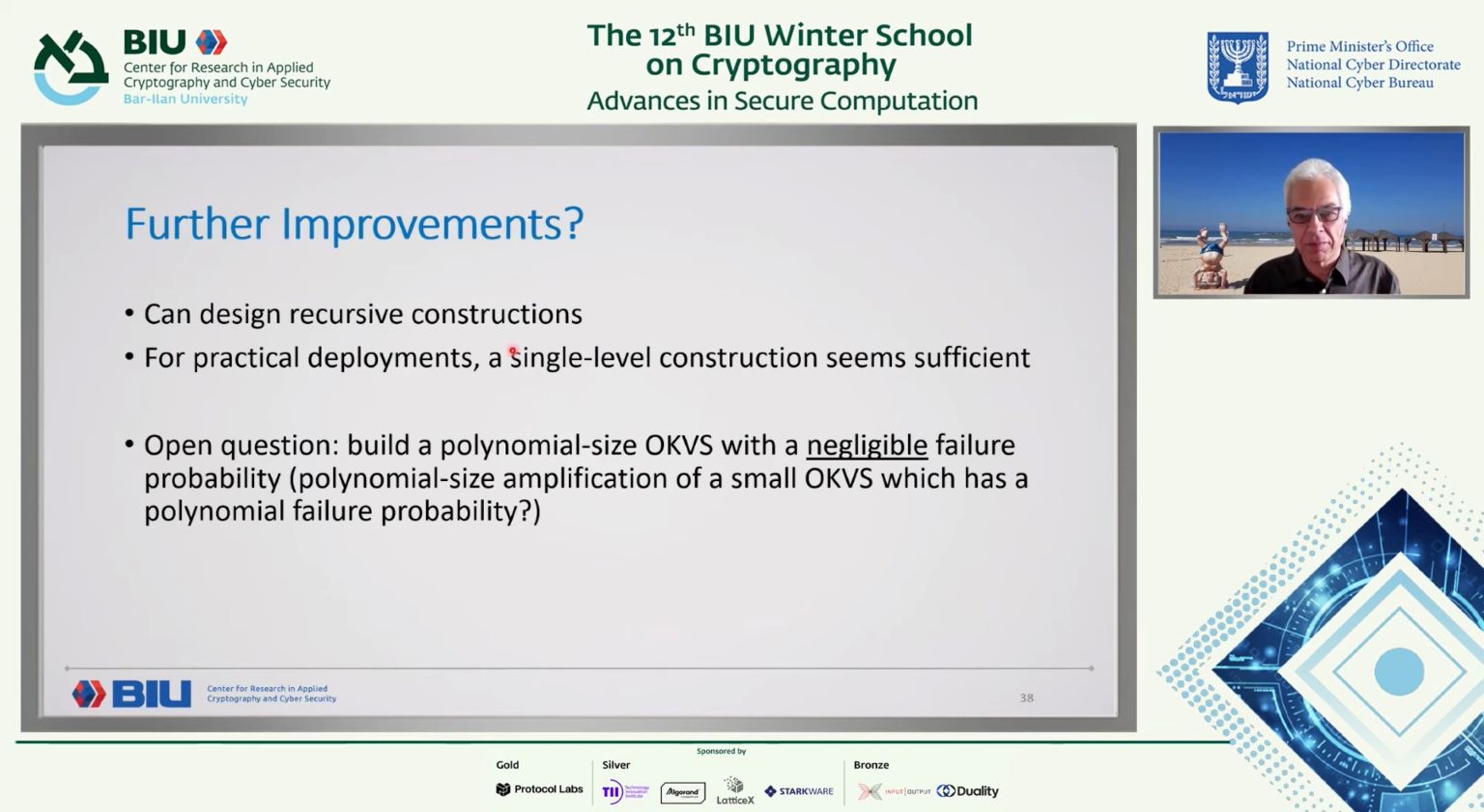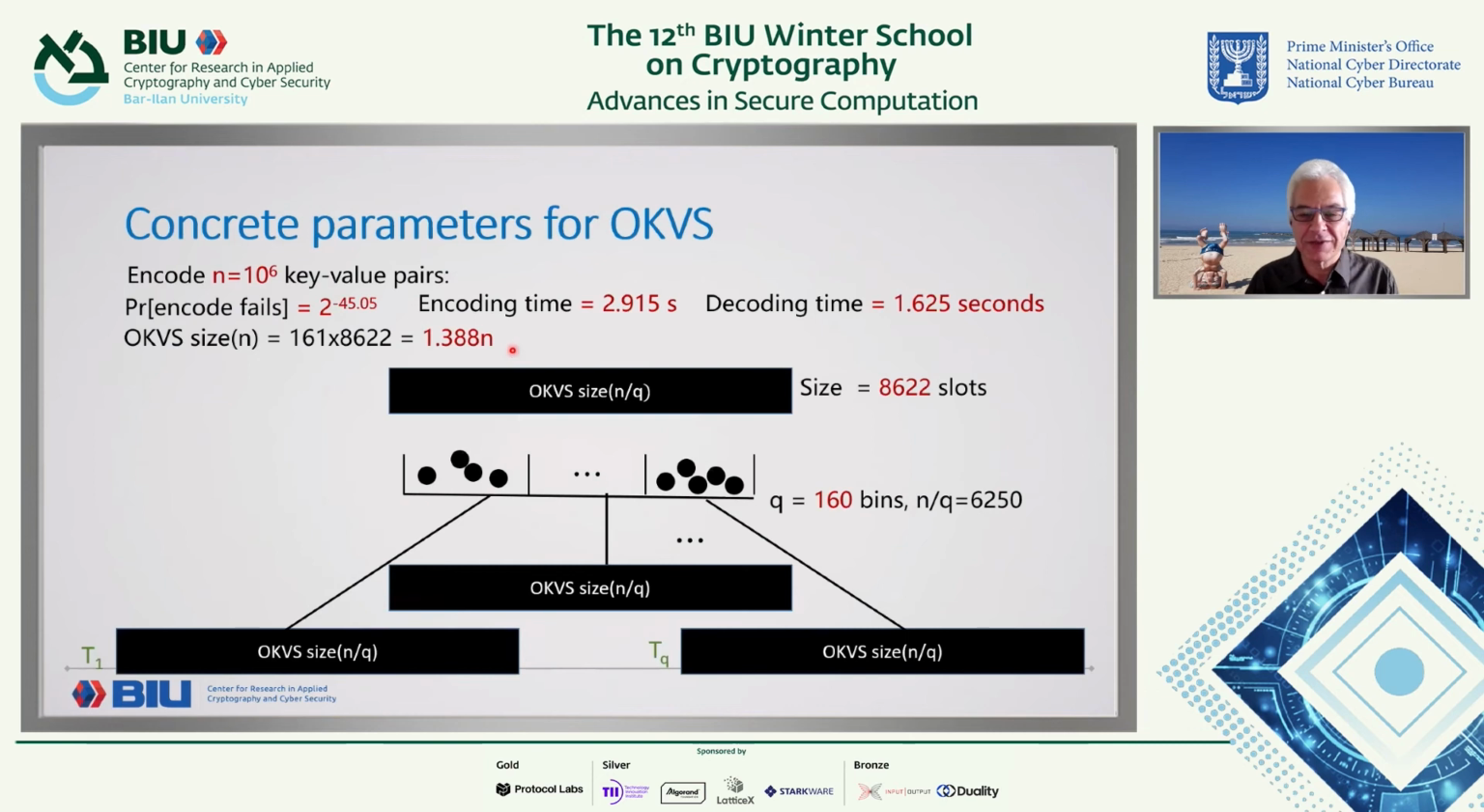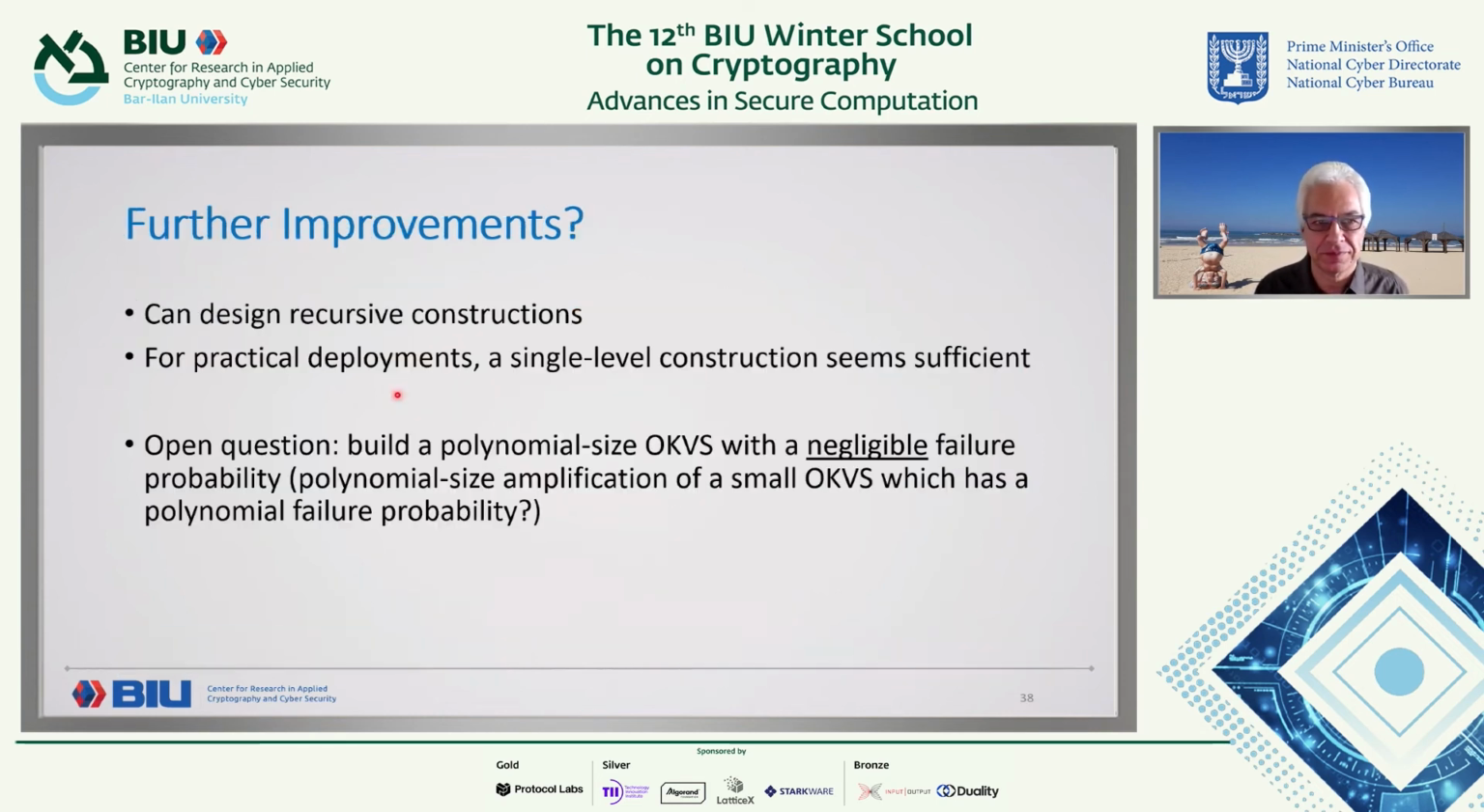And somehow I would like to take polynomially many such small OKVSs, combine them, and get something with negligible failure probability. Because all the tricks I describe here, we start from polynomial failure probability, we end up with polynomial failure probability. Much smaller, and this is all that we need for practical applications. Getting to negligible failure probability, that would be very nice. I thought about it quite a bit. I don't know how to do it, but it might be possible.